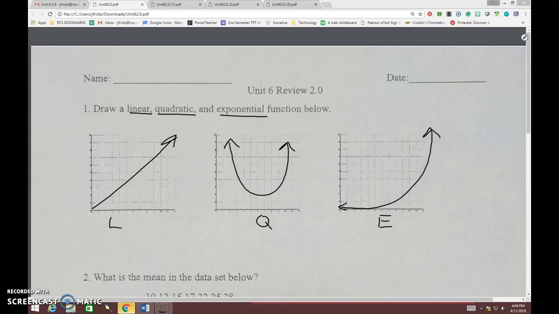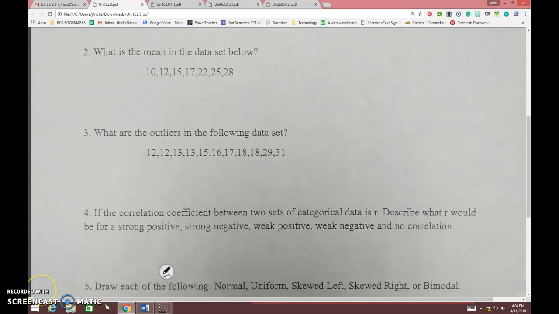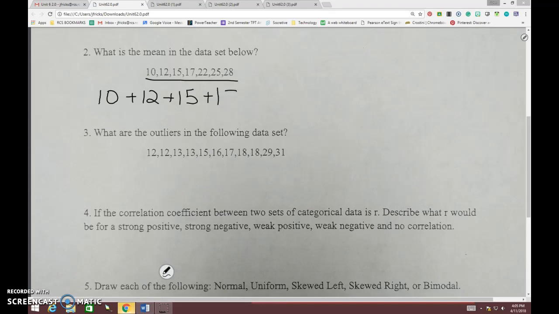Now let's move on to question number 2. Question number 2 said, what is the mean of the data set below? So in this data set, what we need to do is add all the numbers together and divide by how many we have. So in this problem, we have 10 plus 12 plus 15 plus 17 plus 22 plus 25 plus 28. And when we add all those numbers together, we should come up with an answer of 129.